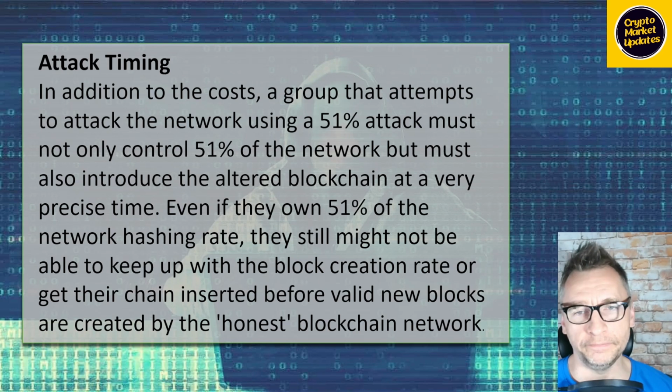Attack timing. It's also important for the attack to take place at a certain point in time. In addition to the costs, a group that attempts to attack the network using a 51% attack must not only control 51% of the network, but must also introduce the altered blockchain at a very precise time. Even if they own 51% of the network hash rate, they still might not be able to keep up with the block creation rate or get their chain inserted before valid new blocks are created by the honest blockchain network.